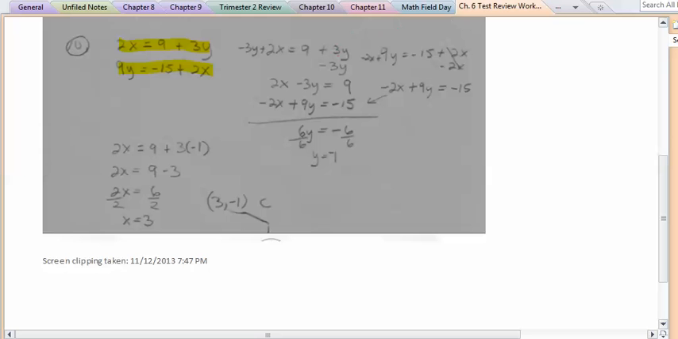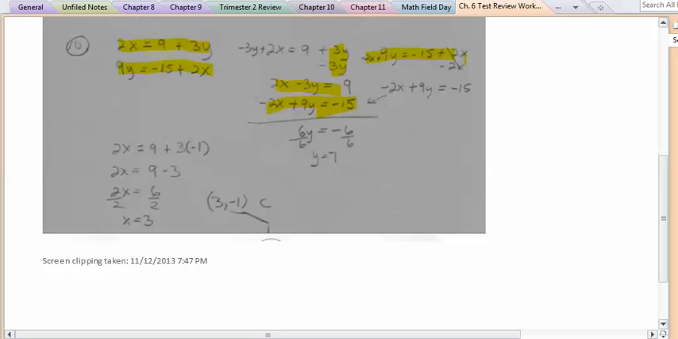Okay. So on this first one here, I'm going to highlight what I did so you can follow my procedure here. I took this and I moved it to this side. Okay, so now I've got 2x minus 3y is equal to 9. That's what this is right here. Then I took this one, and this is the work I did here. I moved the 2x over here. I have my 9y and my 15. So this is what I'm working out with right here.